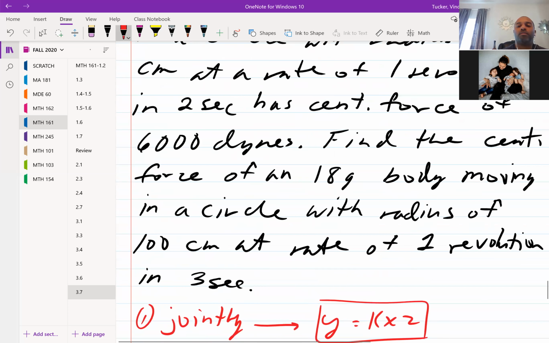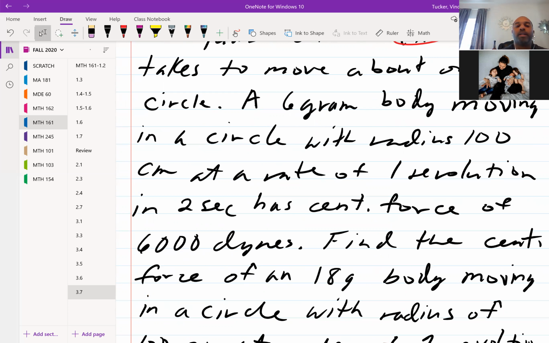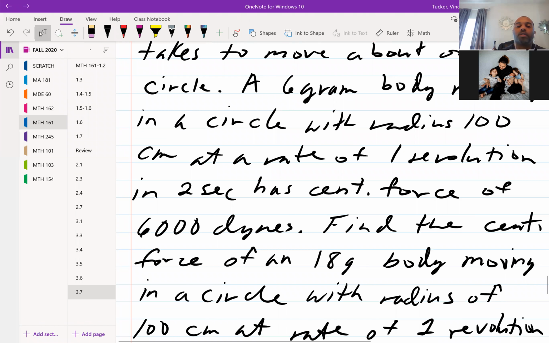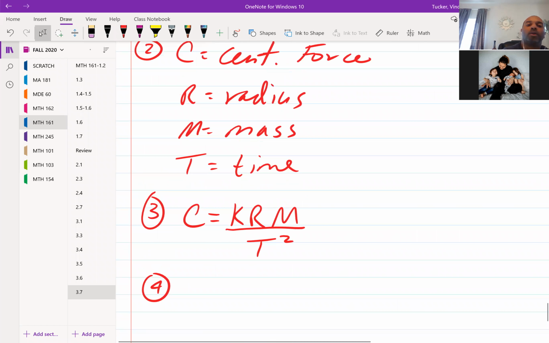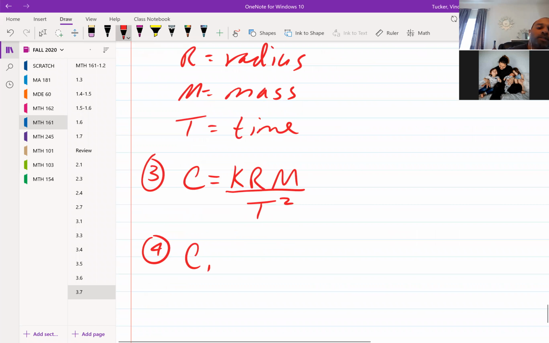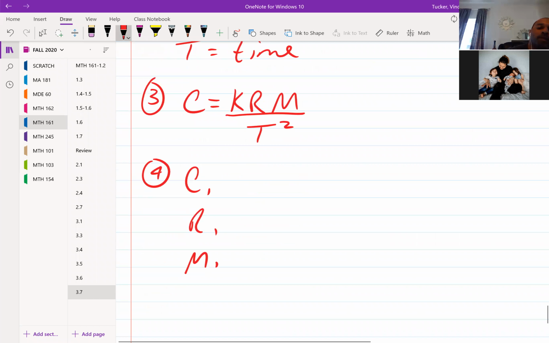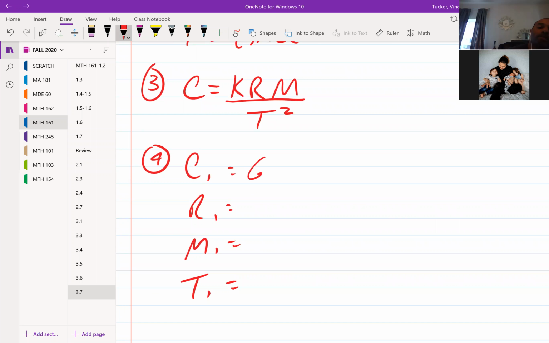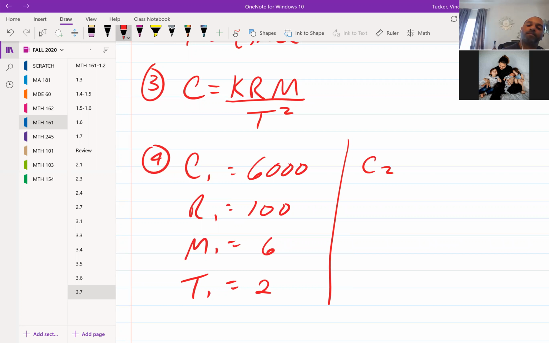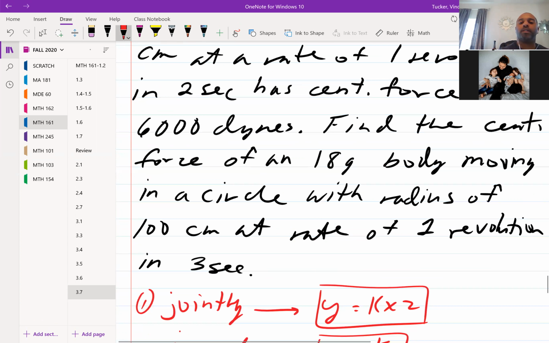All right, so now pull the info from the problem. A 6 gram body, so that's your mass, with a radius of 100 and 2 seconds, 6,000 dimes. So write down all of our pieces. We got C1, R1, M1, and T1. So 6,000, radius was 100, mass was 6 grams, and time was 2 seconds. Make sure I got my numbers right. Radius 100, 6 grams, 2 seconds, 6,000.